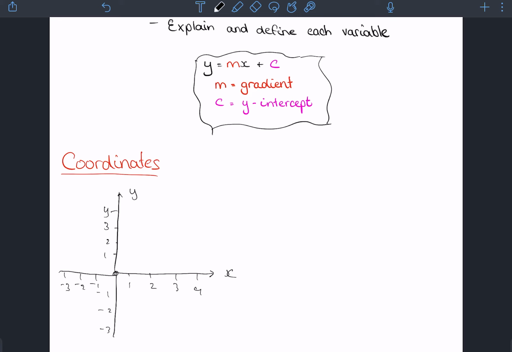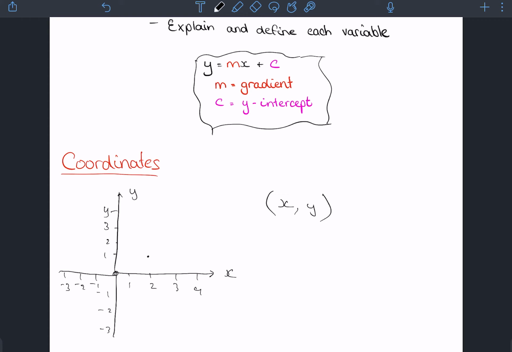So now let's put a point. For example, let's put a point right here. Now let's identify where on this plane this point is. In math, points are defined by brackets, where your first value stated is your x, and the second is your y.